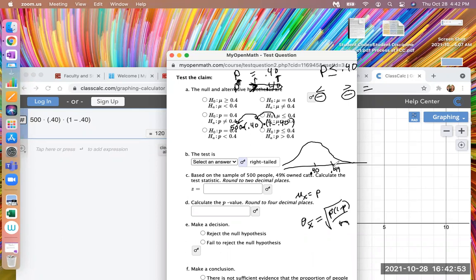So what we're going to do here is calculate the probability that I'm going to get a sample that is 0.49 or larger. So what is the probability of me getting a sample that strange or even stranger, given that I believe the mean here is 0.40? So this area under the curve is my p-value.